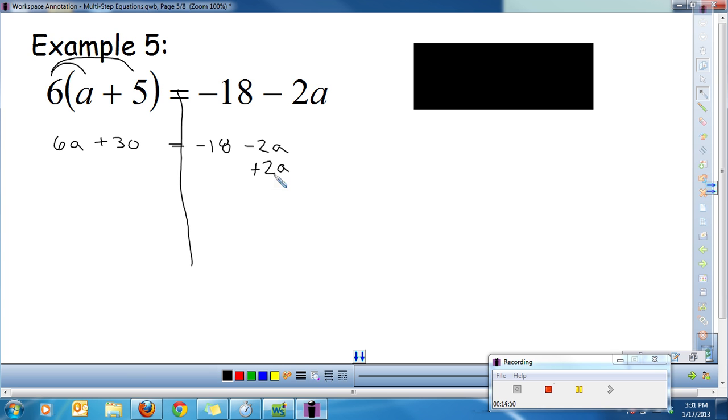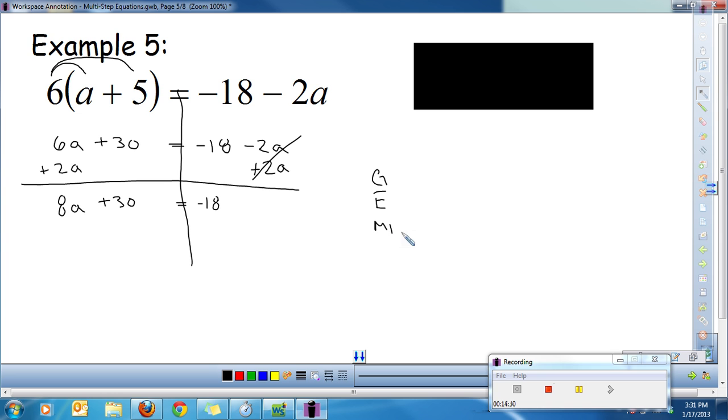You remember, you want to do the opposite. And notice I'm moving the entire 2a. So 6a plus 2a is 8a. Remember, I'm adding the a's together. I'm not going to add the a to the 30. I'm going to bring down my plus 30. This negative 18 is going to come down, and this is going to cancel. So now this is a two-step equation that we're going to solve using reverse PEMDAS.